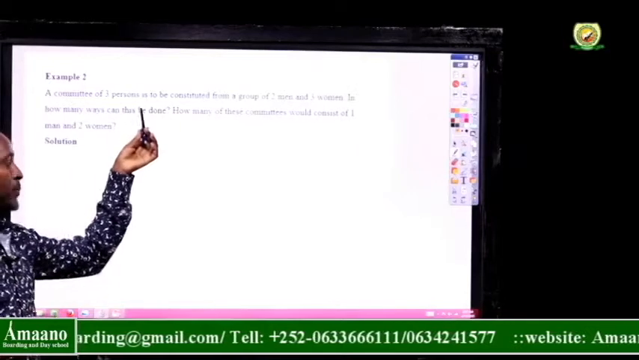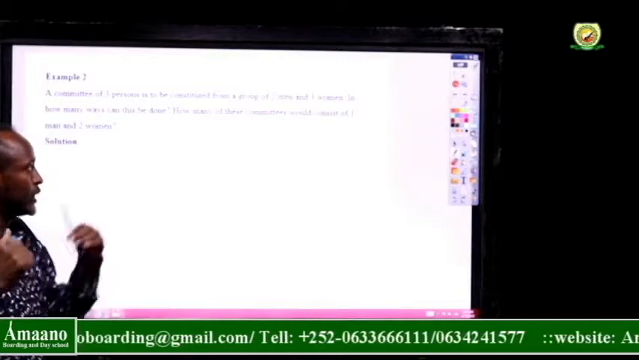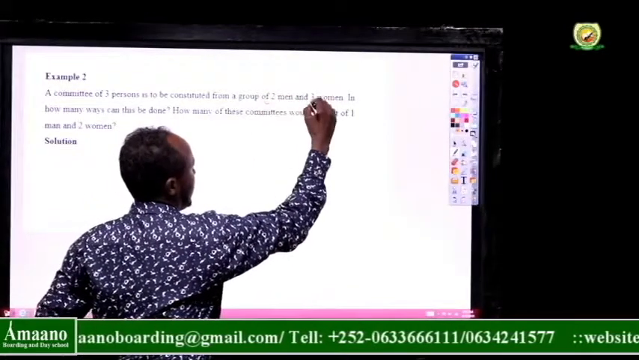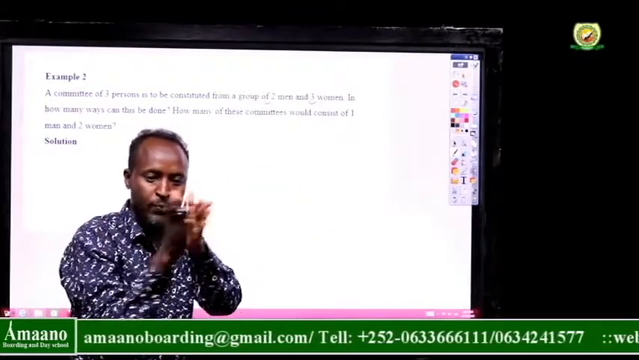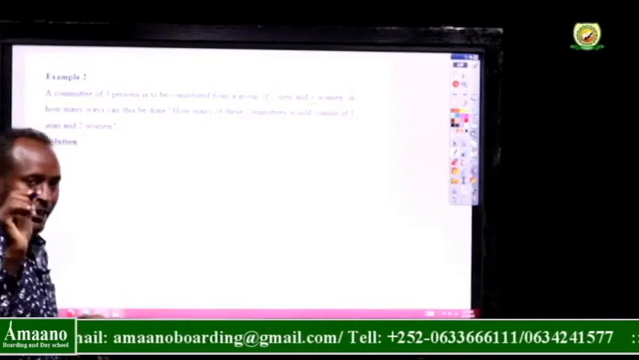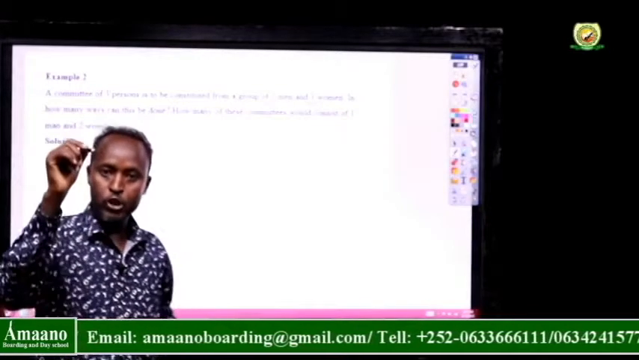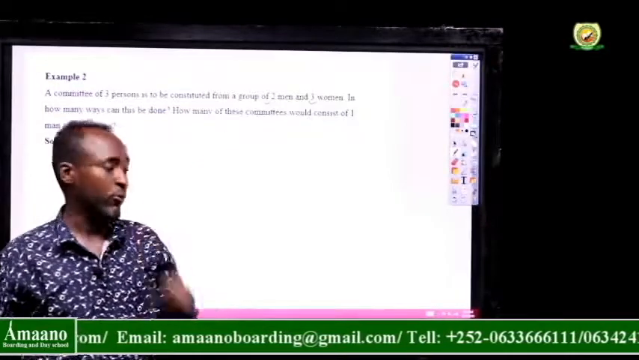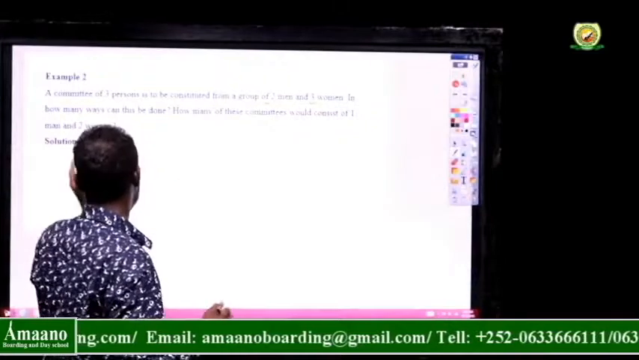A committee of 3 persons is to be selected from a group of 2 men and 3 women. In here we are given a group of 2 men and 3 women, which means 5 people. In how many ways can this be done? It means that you are supposed to select a committee of 3 people from 5 people.